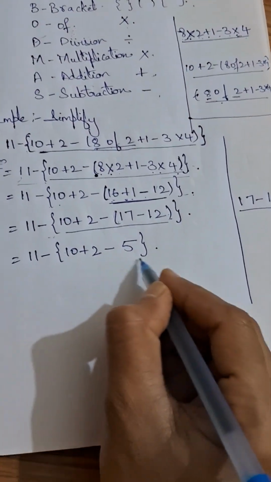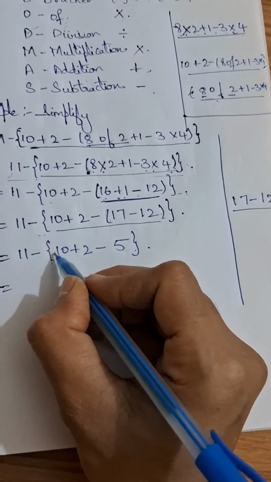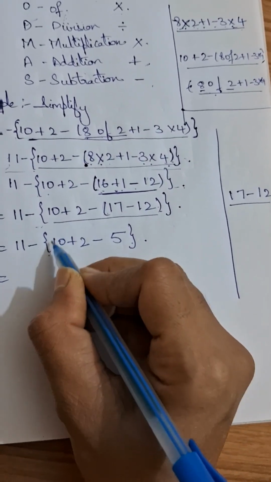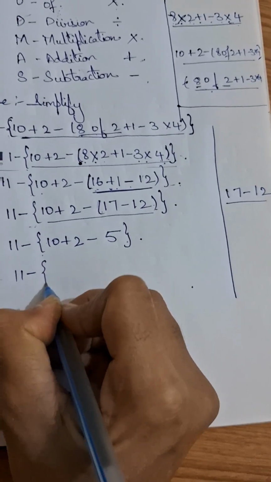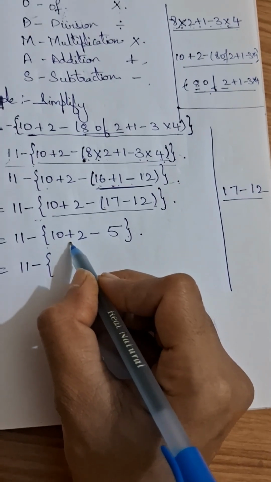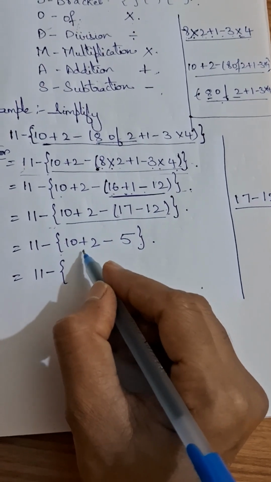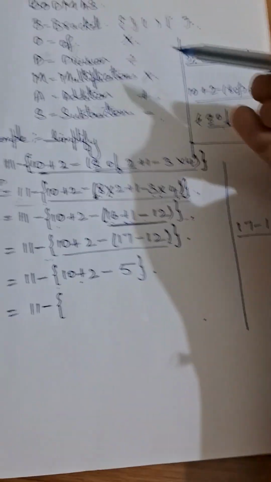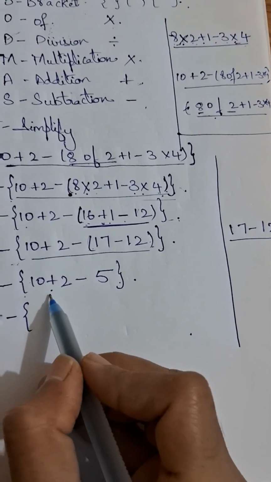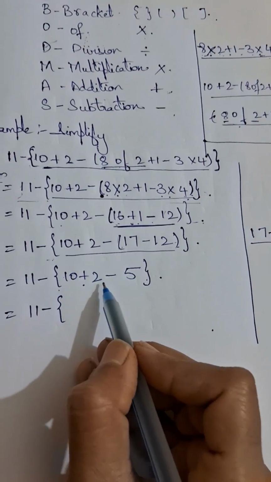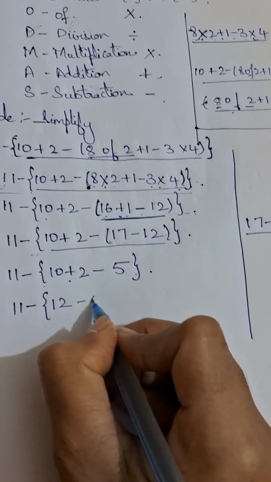Now see, in this you have only one bracket, which is flower bracket. Now inside the flower bracket what all terms you have, first you need to solve that one. So remaining terms will be same as it is. Open the flower bracket, and inside the flower bracket you have plus and minus. So first addition and subtraction, according to the BODMAS you will get addition first. So you have to solve the addition term first, which is 10 plus 2. 10 plus 2 will become our 12 minus 5.